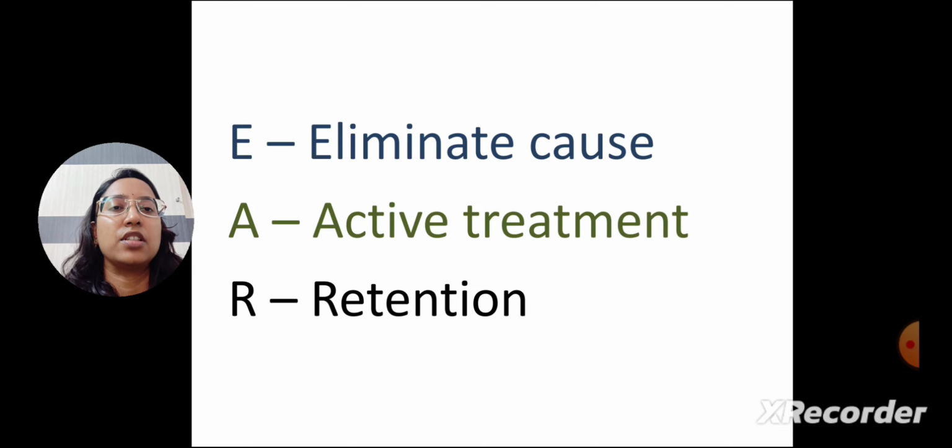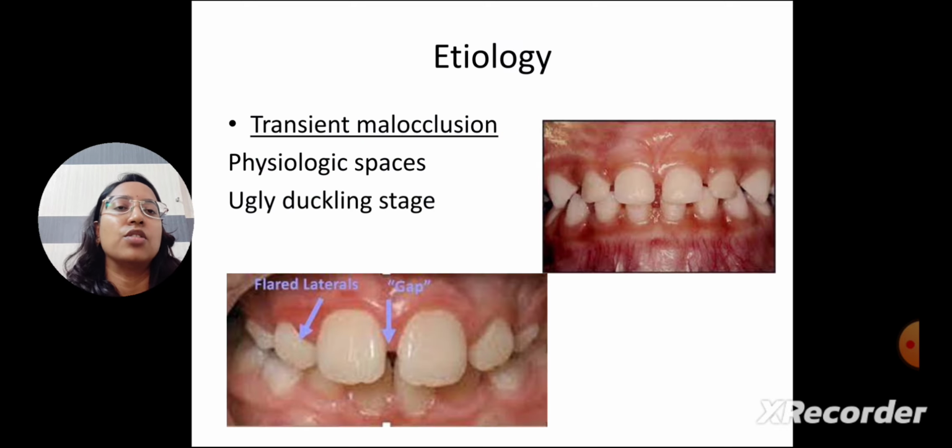So before we start planning the correction of malocclusion, we need to remember these three steps. That is, for any malocclusion, we first have to eliminate the cause or etiology, then do the active treatment, and also plan the retention. So these three steps are basic for any kind of malocclusion correction. So coming to the etiology of spacing.